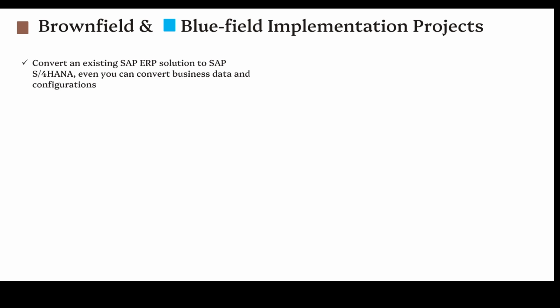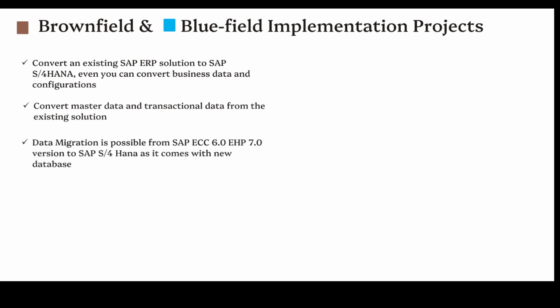So now let us discuss what is a brownfield implementation project. In a brownfield implementation project, you can convert an existing SAP ERP solution to SAP S/4HANA. You can even convert business data and configurations. You can convert essential master data and transactional data from the existing solution, which is also called a system conversion project or migration project or an upgrade project. Data migration is possible from SAP ECC 6.0 Enhancement Package 7.0 version to SAP S/4HANA only. But older versions' data need to be converted and migrated.